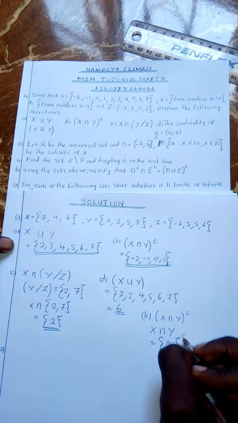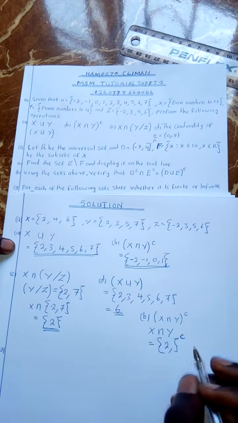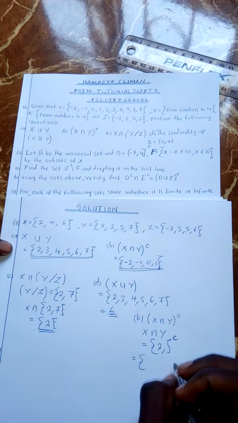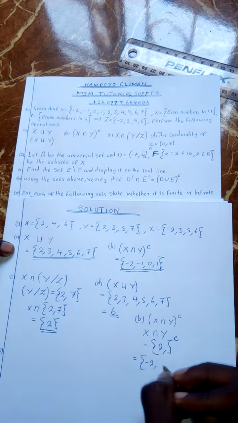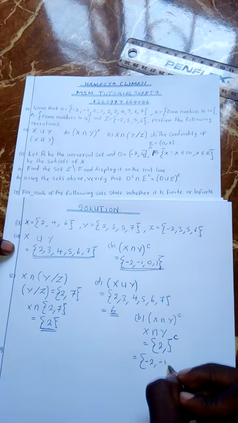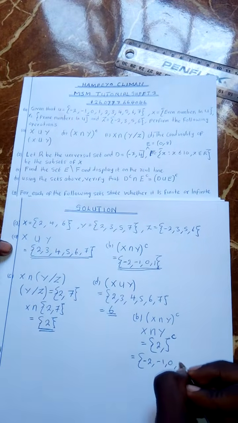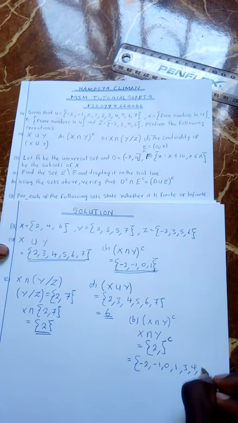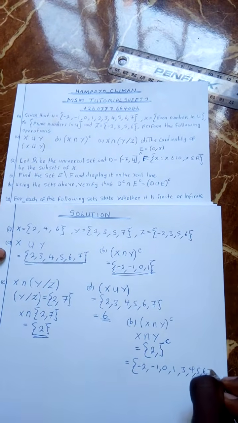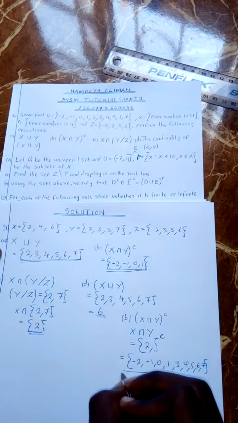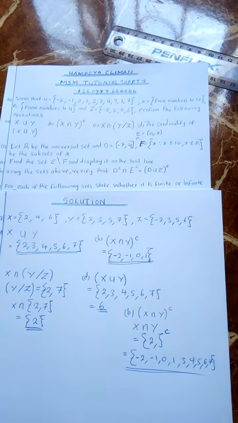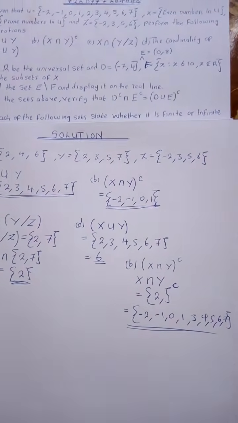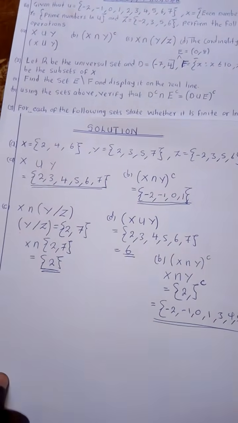Then they are saying complement of this set. It means we're just going to remove 2. Then we remain with negative 2, negative 1, 0, 1, 3, 4, 5, 6, and 7. Like this. Then we have found the correct answer. So now we go to the second part.